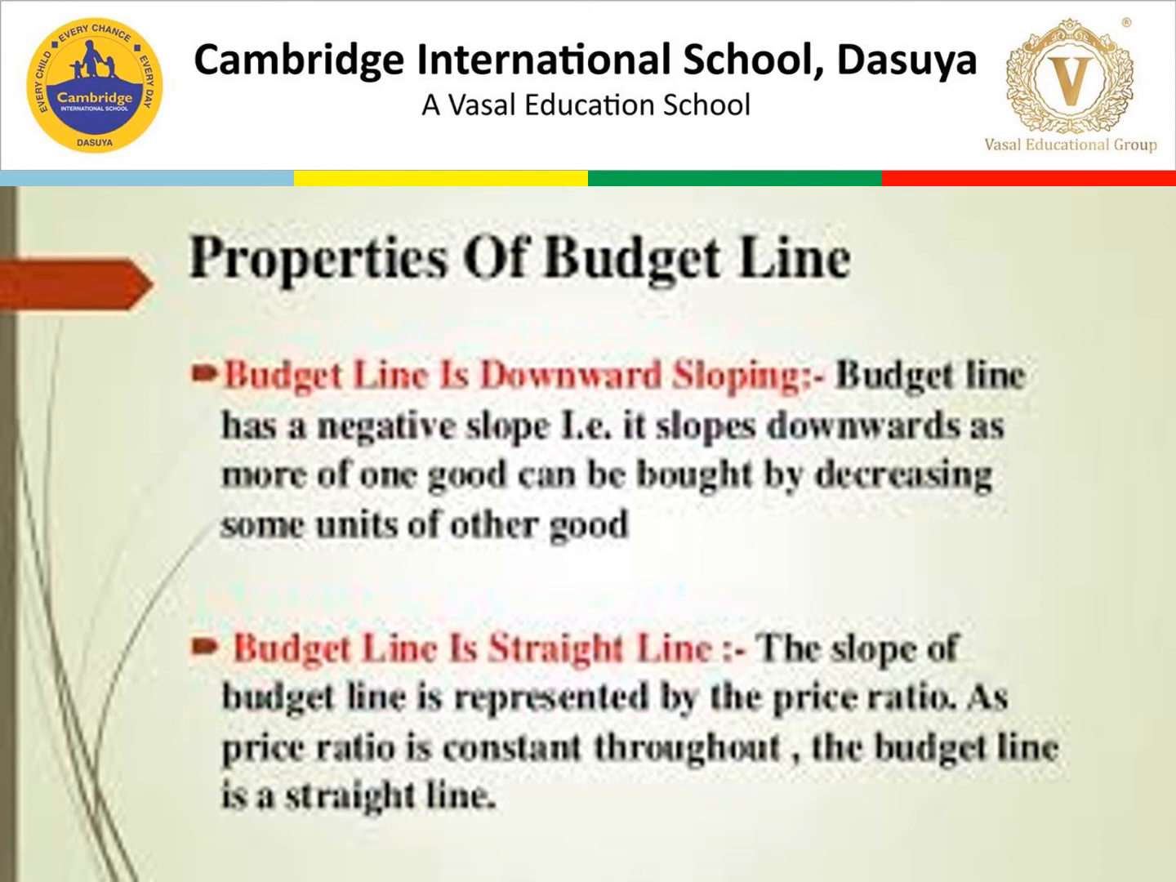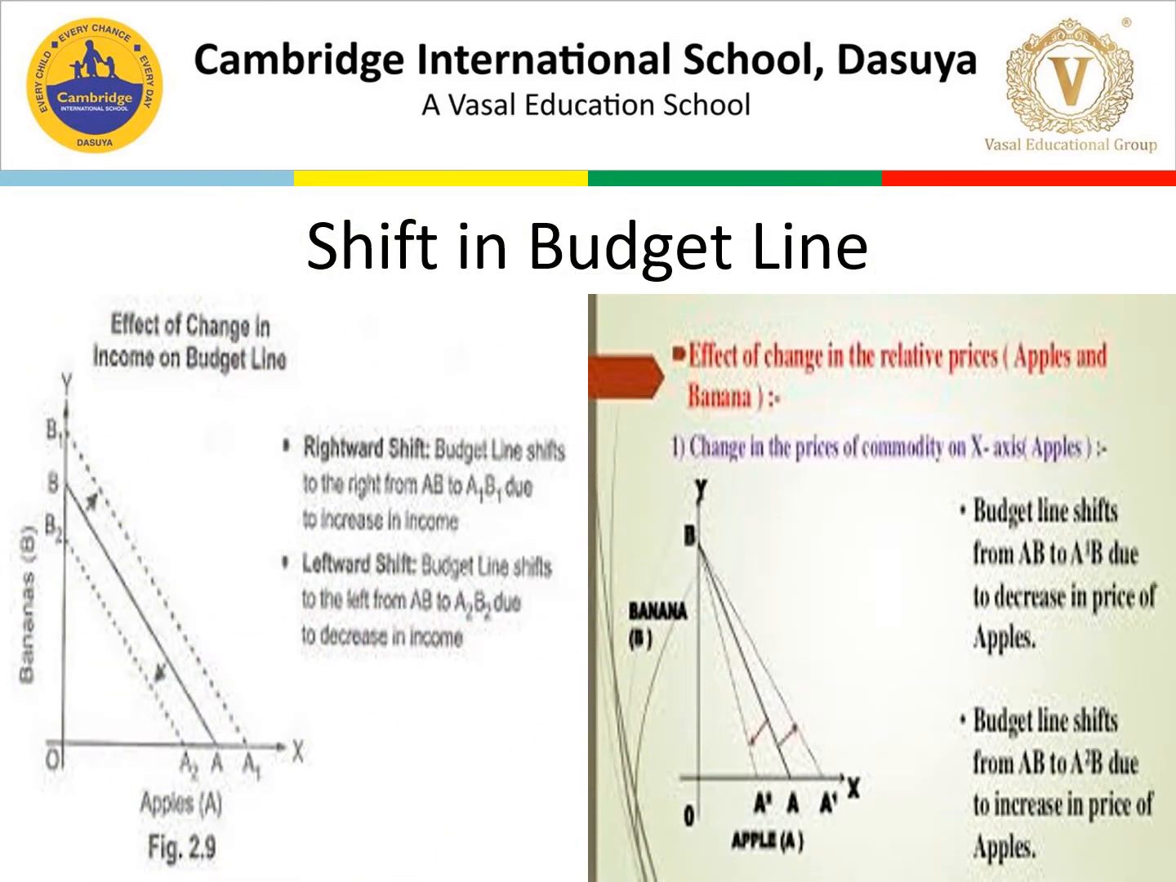Next is shift in the budget line. So yes, there are two types of shifts. One is the effect of change in income on the budget line. So it can be a rightward shift, it can be a leftward shift. You can see there is a rightward shift, that is B to B1 and A to A1. The AB line is now shifted to A1B1. So the budget line shifts to the right from AB to A1B1 due to an increase in income.